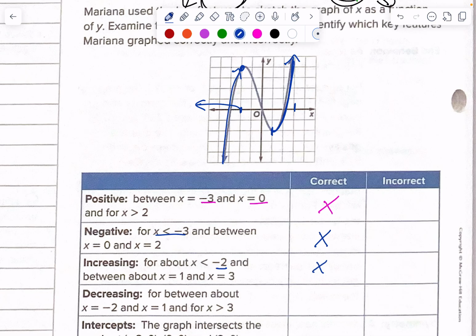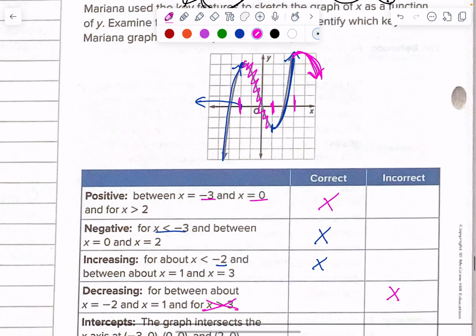Is he decreasing between -2 and 1, and when x is greater than 3, is he decreasing? Well, maybe if he turns around and goes back, that he is decreasing from here to here, but we don't necessarily know that he's decreasing on this side, so this part of it is not necessarily true. So I'm going to say that that's incorrect for decreasing. Okay.